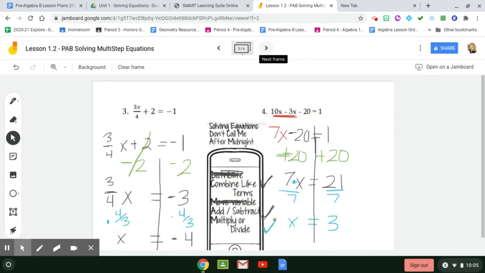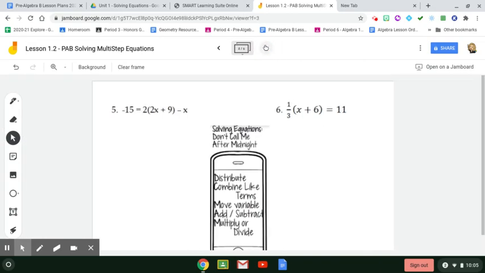Now, how to check to see if your answer makes sense. If you go up even to this step right here, 7 times your answer minus 20 would have to equal 1. 7 times your answer, that's 7 times 3, which is 21. 21 minus 20 equals 1. Boom. I got the right answer. So you can always go up somewhere into your equation to see if you found something that makes sense.